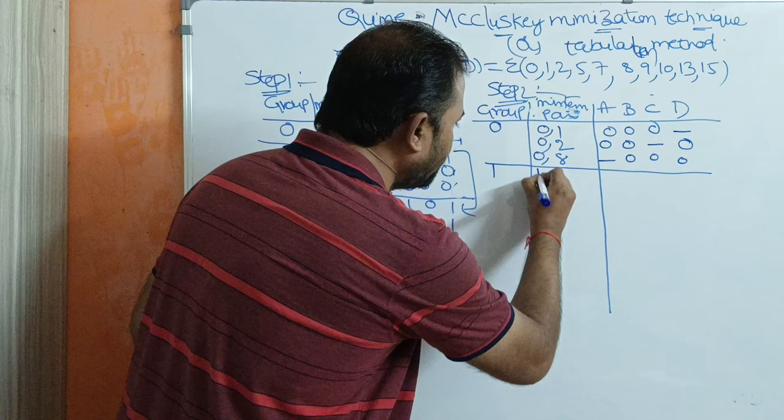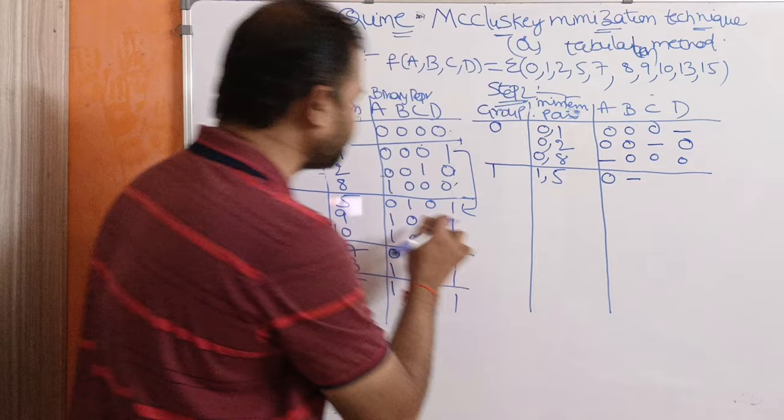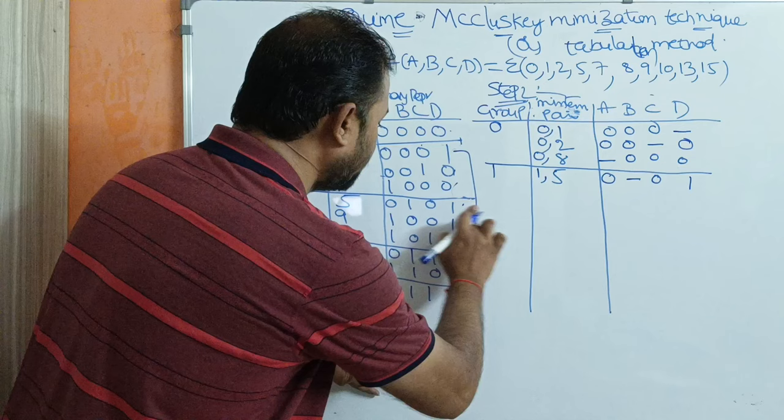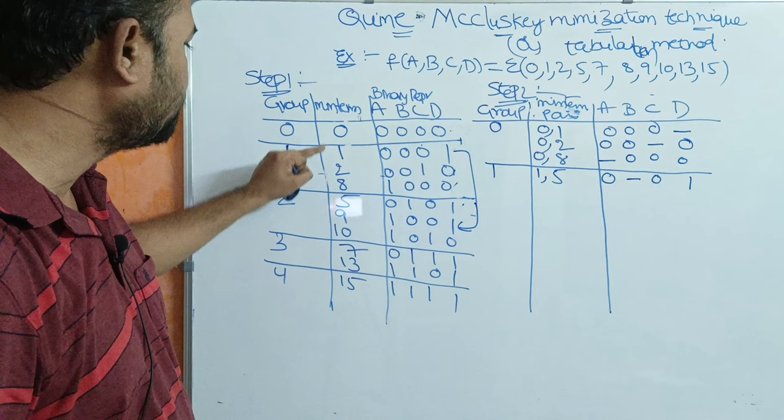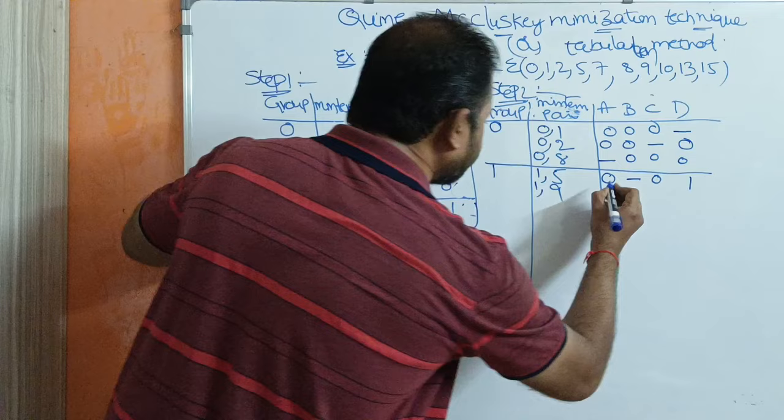Next, A is 0, whereas what is B? 0, 1. 0, 1 means we can write a dash. Next 0, 1, both are the same. Next, 1 and 9. If we compare 1 and 9, 0001, 1001, they also differ by only one variable. So we can combine these two min terms: 1, 9. The first one is a dash, and the remaining three positions are the same.